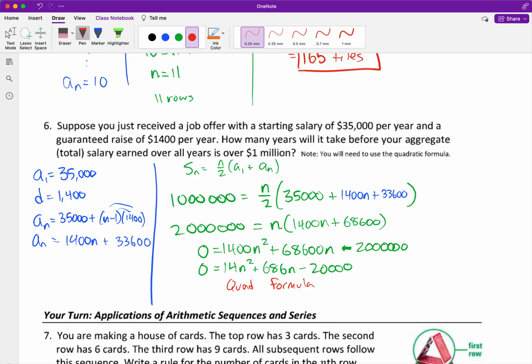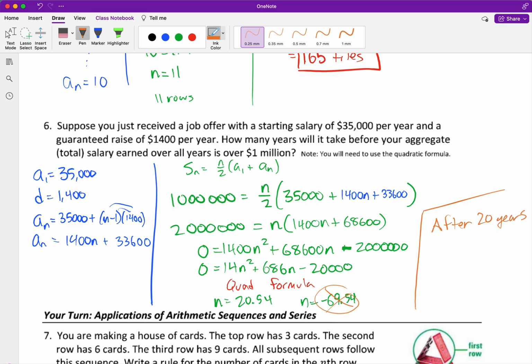And when I do that, I'm going to get n equals 20.54 and I get n equals negative 69.54. Now, we know n can't be negative, because remember, n is positive integer whole numbers, all right? And we get this 20.54. So I can write in words, it's going to be after 20 years is one way of saying this.